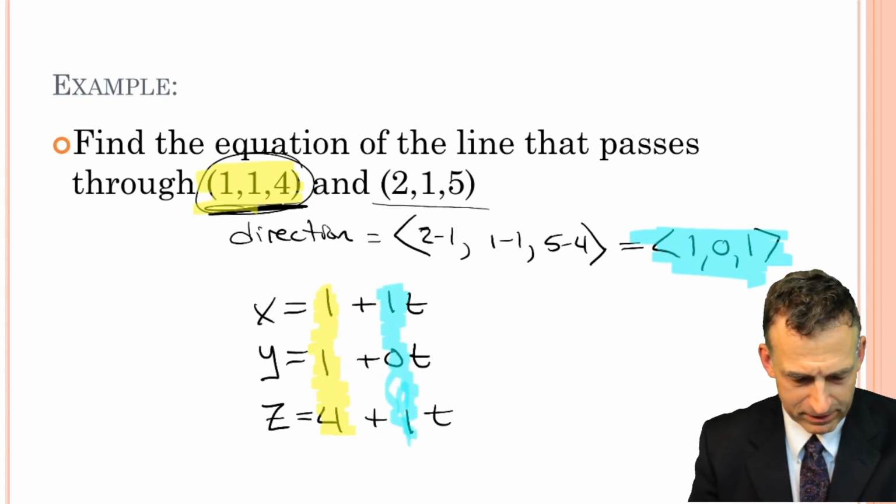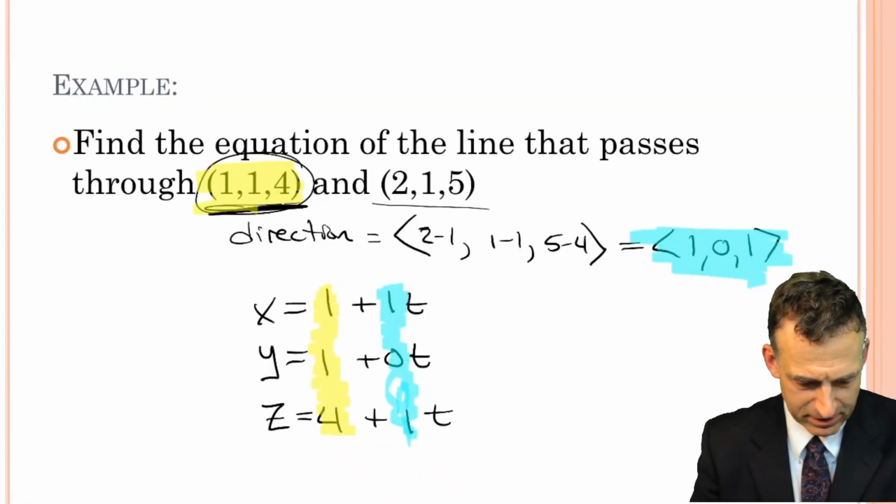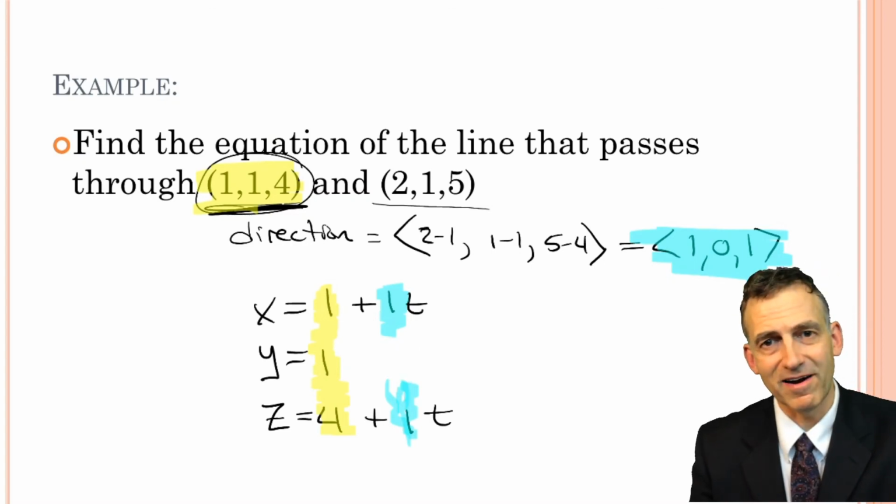And of course, when I write this, I could just eliminate this part right here because 0t is just 0. It's still there, it's just not there.